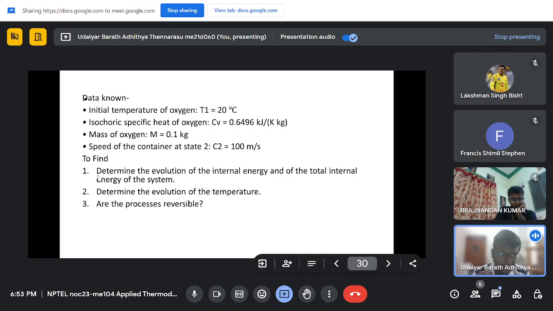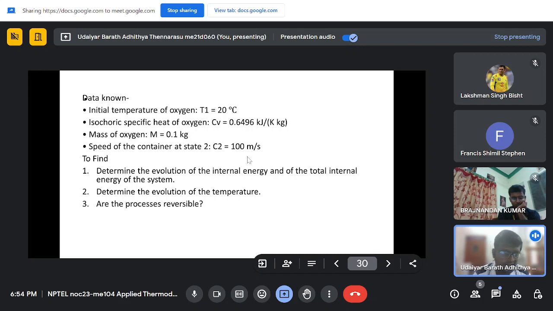Now the data which we know is that the temperature of oxygen is 20 degrees Celsius, and the isochoric specific heat of oxygen, CV, is 0.6496 kilojoule per kg Kelvin, and the mass of oxygen is 0.1 kg. They are saying the speed of the container at state 2, so in the first process it's reaching a velocity of 100 meters per second. You are asked to determine the evolution of the internal energy and the total energy of the system.